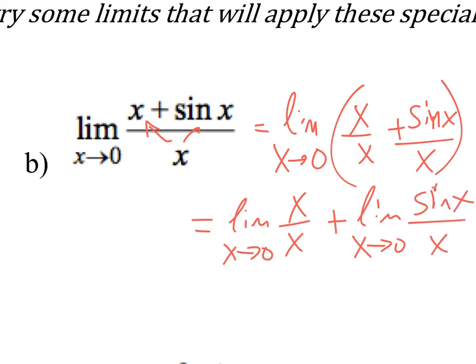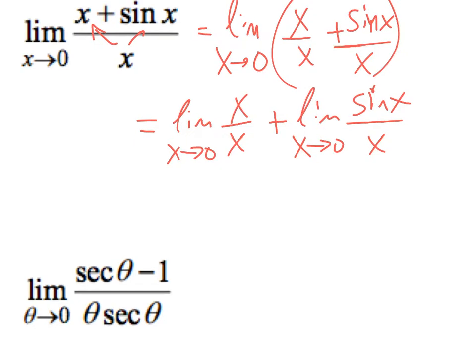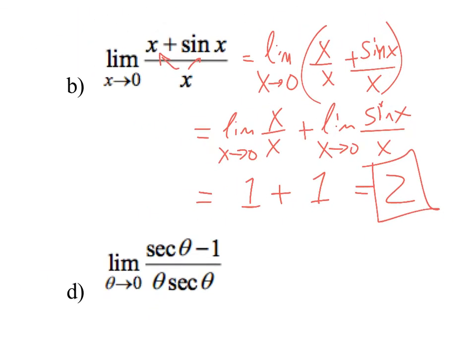So we can split that up, and we're just using some properties of limits, where we know that the limit of f of x, if this is f of x, plus the limit of g of x is equal to the limit of f of x plus g of x. That's what's going on there. So x over x is 1. And this is our memorized limit that we just found, and so that's 1 also. And so we get 2.